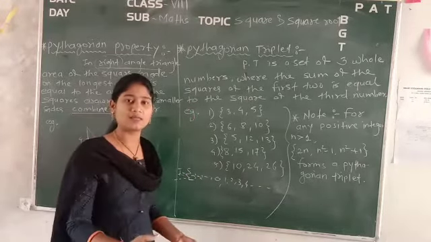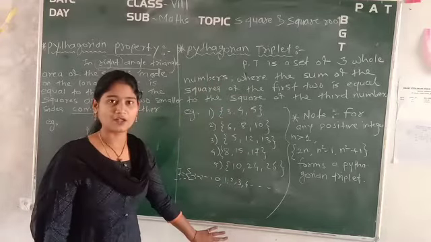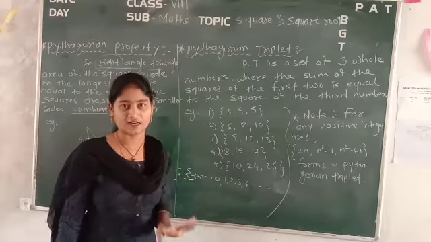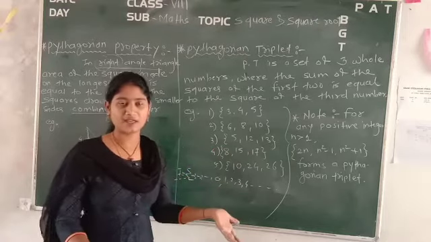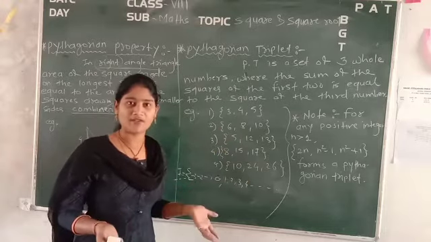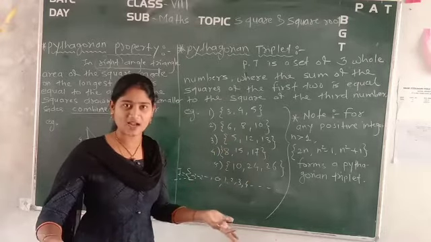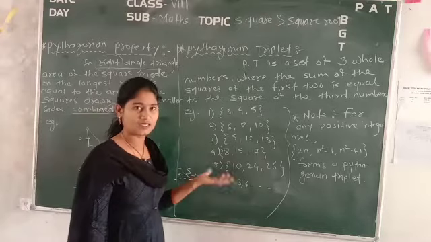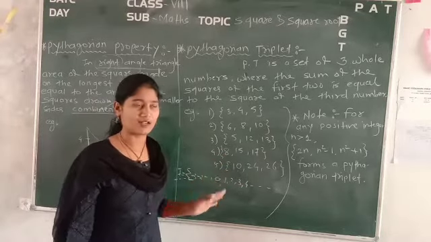That's why if you find out the Pythagorean triplets, it should be infinite Pythagorean triplets you will get, because we don't have a finite number set. That's why these Pythagorean triplets will not have finite values. They will have infinite sets, because we don't have finite numbers.